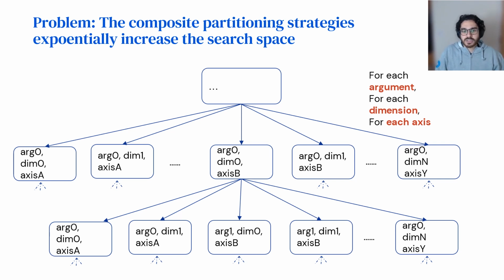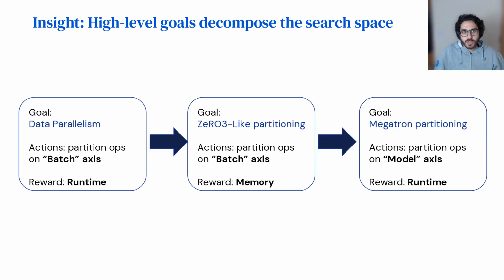Each axis provides a new dimension to the problem, where the search needs to consider whether to partition on the first axis, the second axis or the third axis, and which argument on which dimension. So the search problem grows exponentially with the number of axes we need to consider.